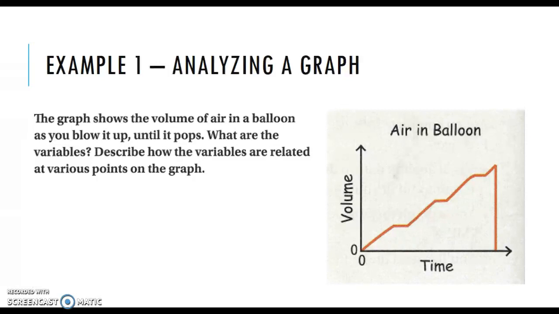Example 1, we're analyzing a graph. The graph shows the volume of air in a balloon as you blow it up until it pops. So we're going to answer the questions. What are the variables, and describe how the variables are related at various points on the graph.